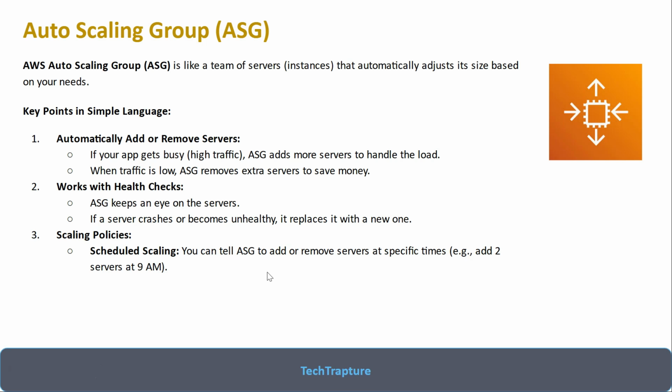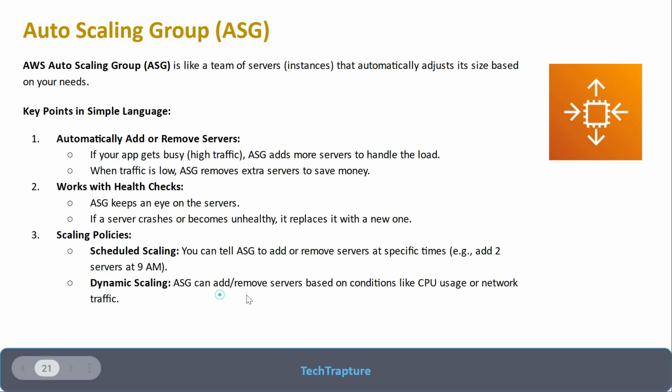So suppose you want to add more servers in your daytime and reduce the servers in your night time, you can do that using scheduled scaling. You also have dynamic scaling. So suppose based on the load, if you want to add more resources, you can add more EC2 instances. If the traffic goes down, it will automatically scale down the instances. So that dynamic scaling policy also you can add.